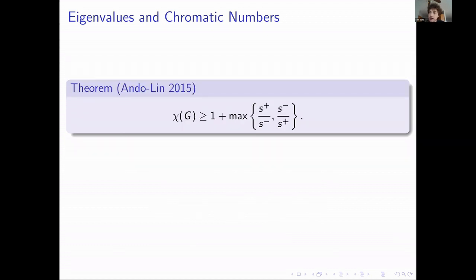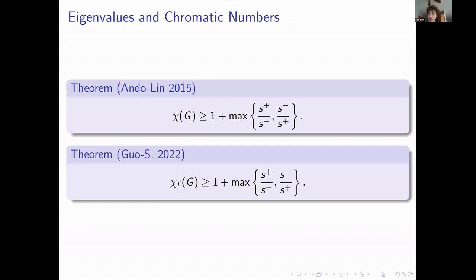So again, this is Ando and Lin's result, which hopefully at this point I've convinced you is of relevant interest. And the main result I have with Krystal is showing that this exact same lower bound holds not for the chromatic number, but for the fractional chromatic number, which I'll recall in a moment. But the important thing is that this quantity is always at most that of the chromatic number, and in many cases substantially smaller. So this can be seen as a significant generalization of Ando and Lin.